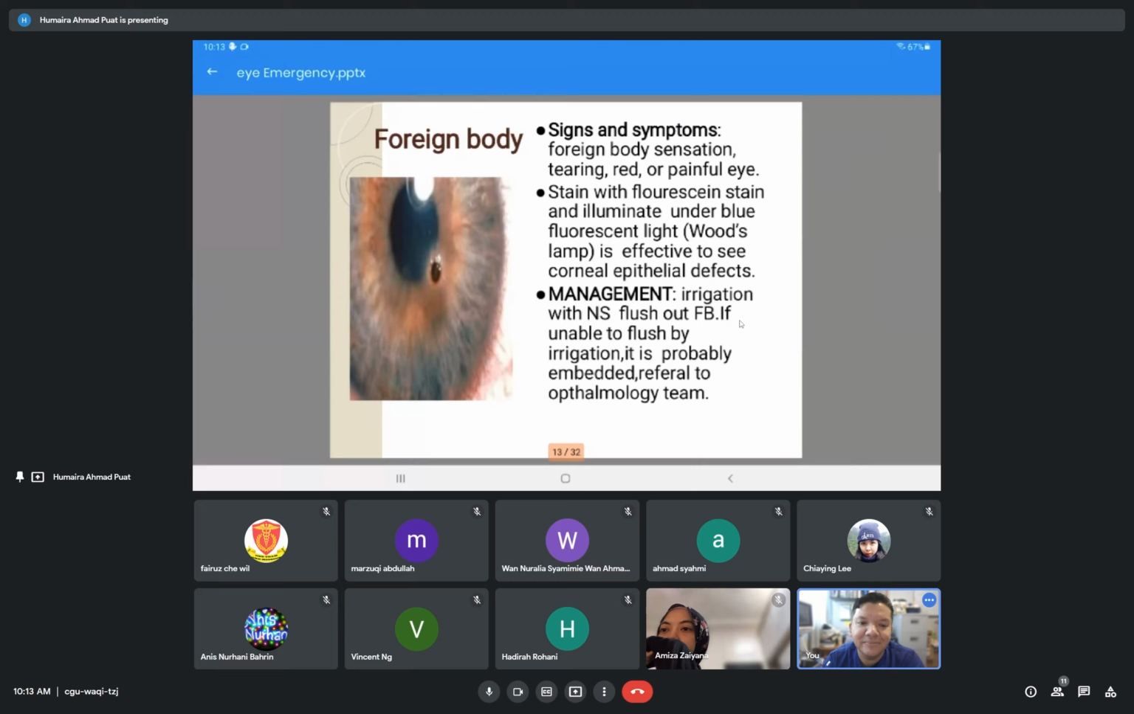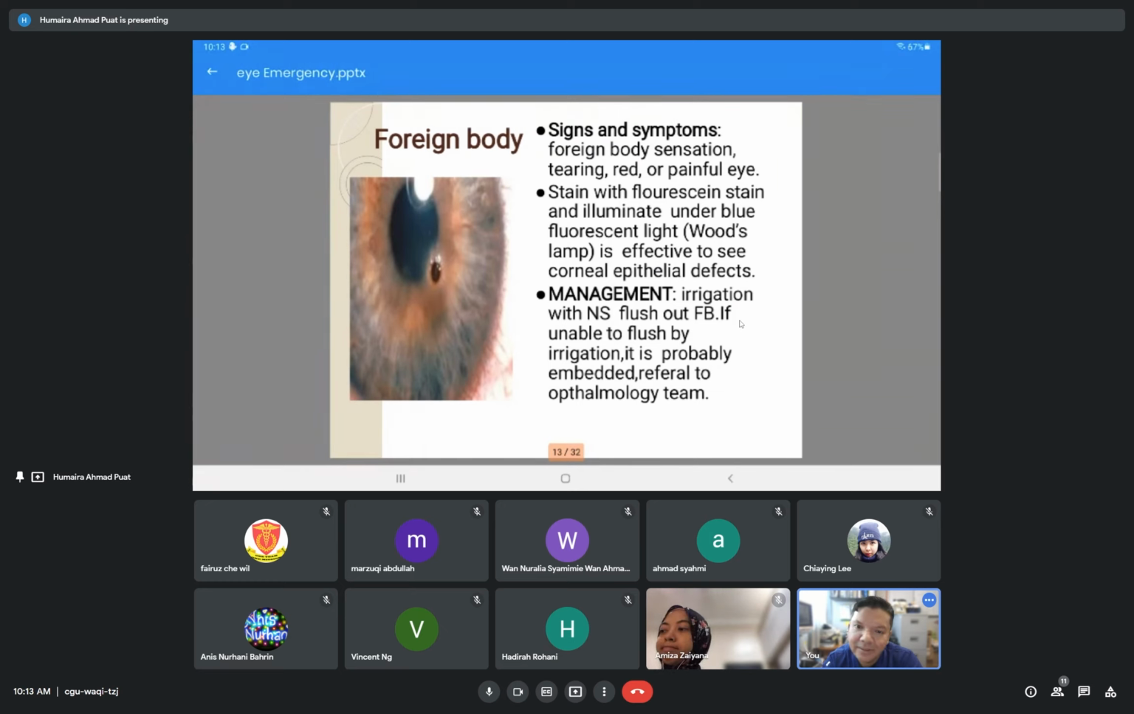Give your alkane. The special thing about the eye is it is very easy to give LA. Your LA is your topical eye drops. Very easy. So you give it, the patient doesn't feel pain, then you can examine properly. You can irrigate properly. You can do the staining properly. Okay.